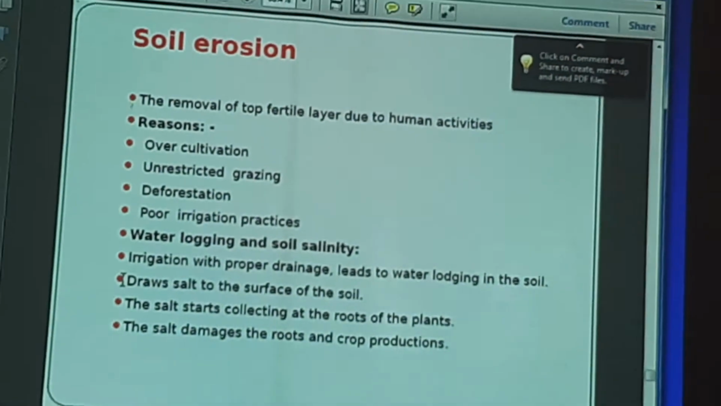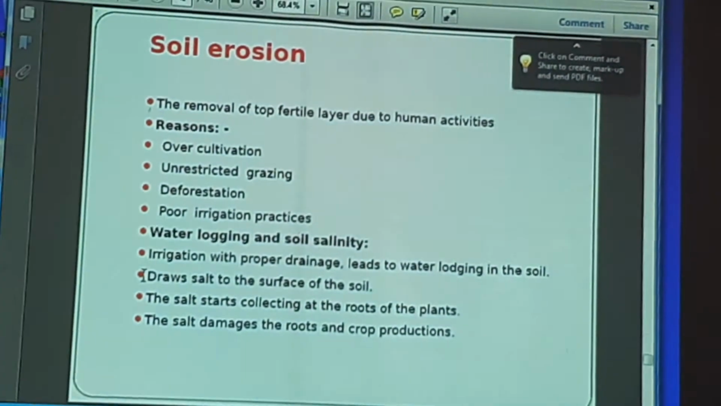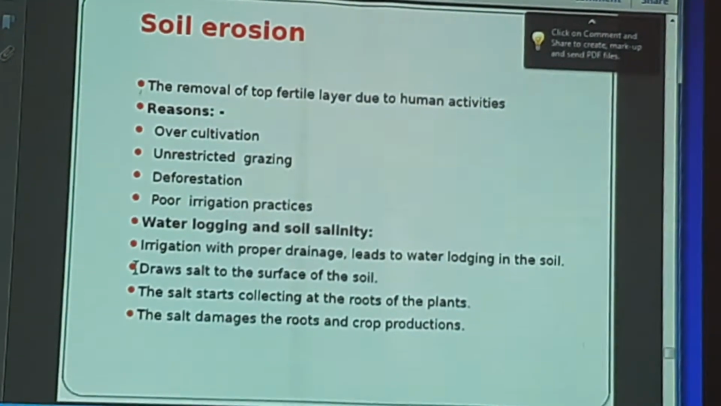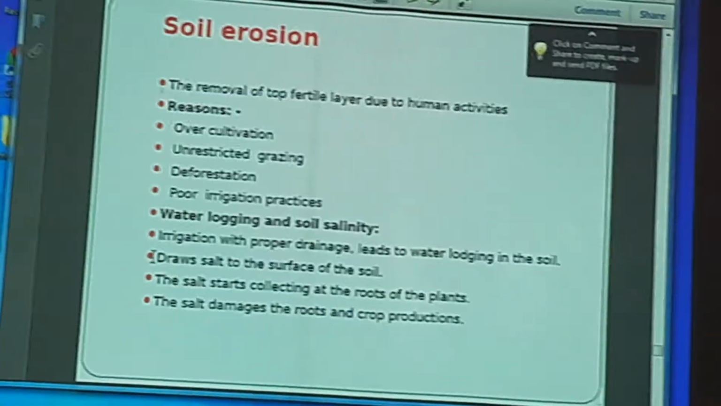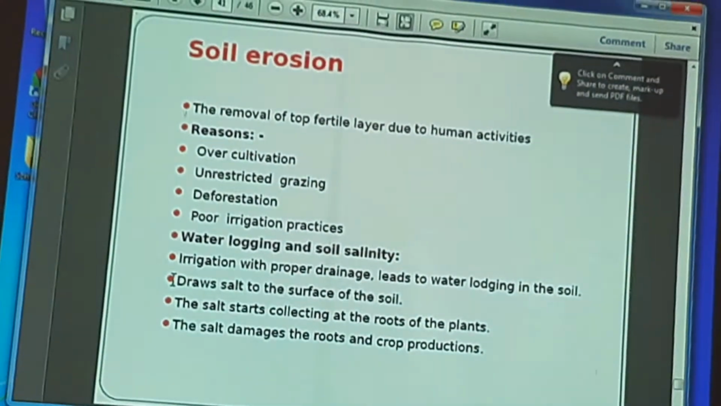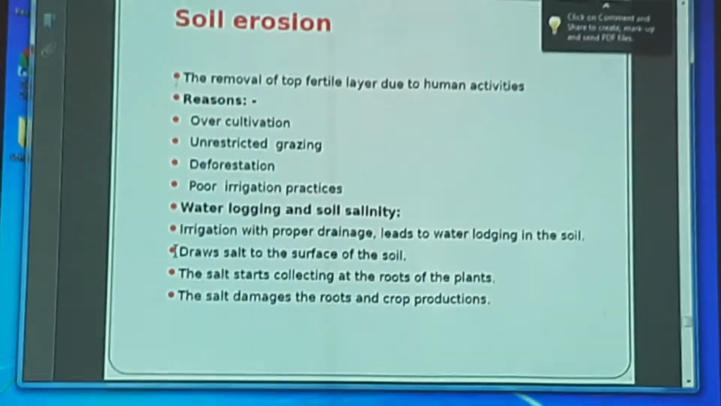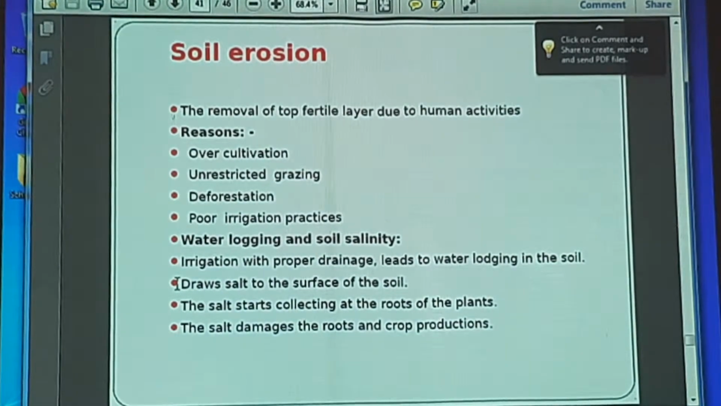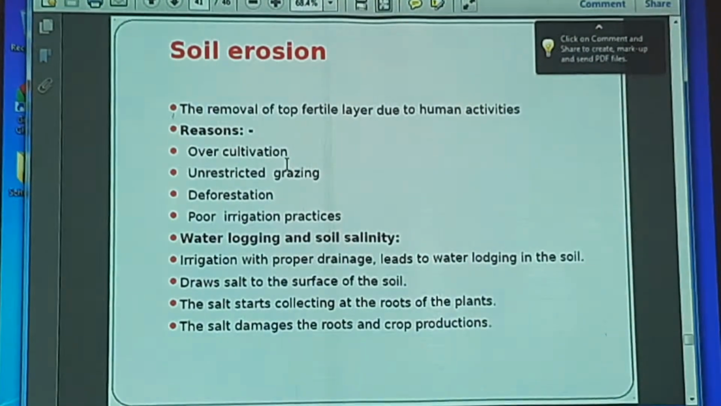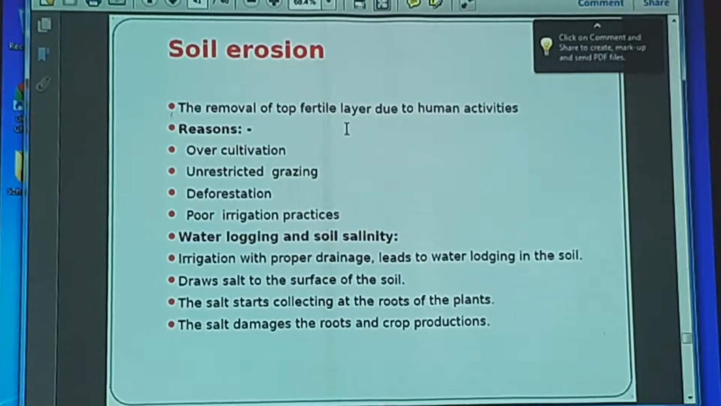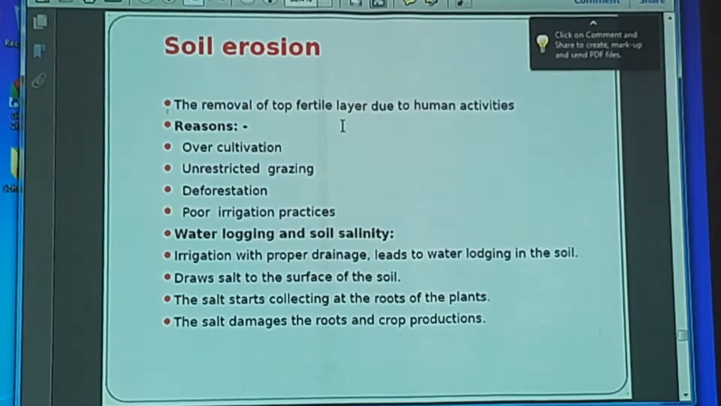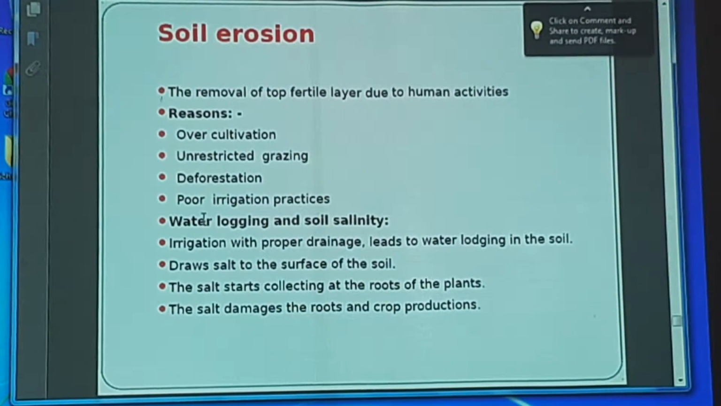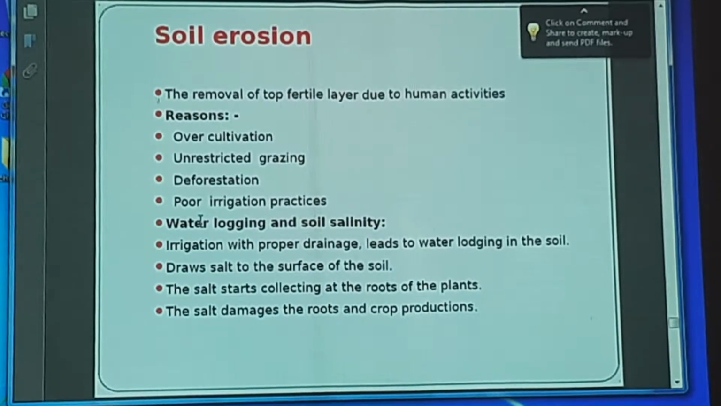The removal of the topmost layer of fertile soil, we call it soil erosion. It can be by the activity of wind, or by the activity of water due to rain, precipitation. Reasons for soil erosion are over-cultivation, unrestricted grazing of grassland places, deforestation, and poor irrigation practices. These are the reasons for removal of the topmost layer of fertile soil.